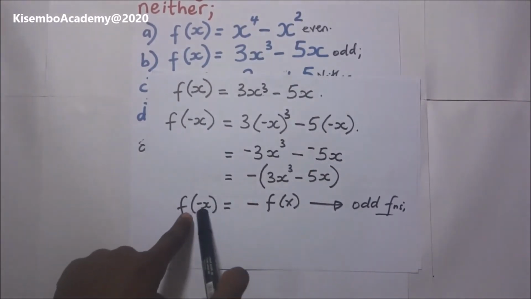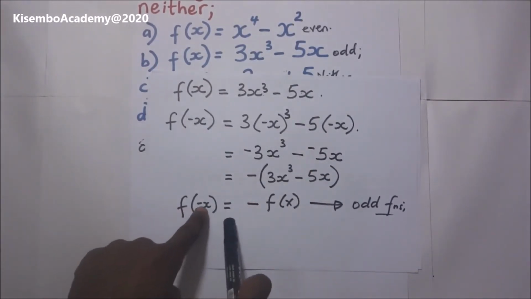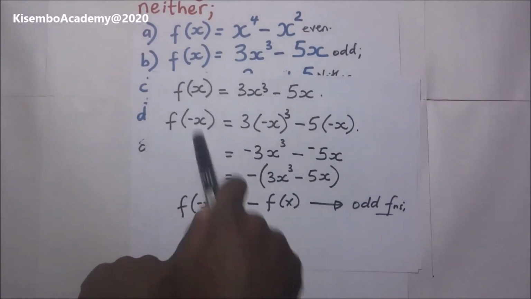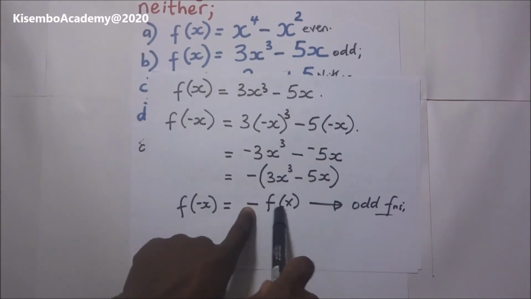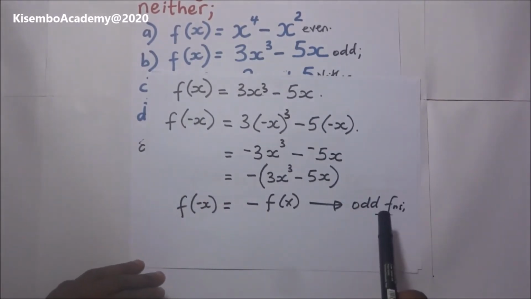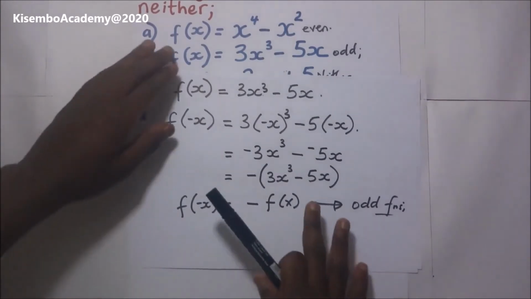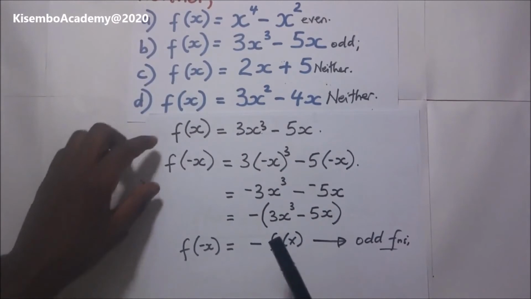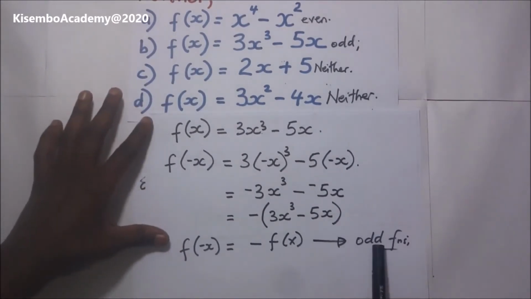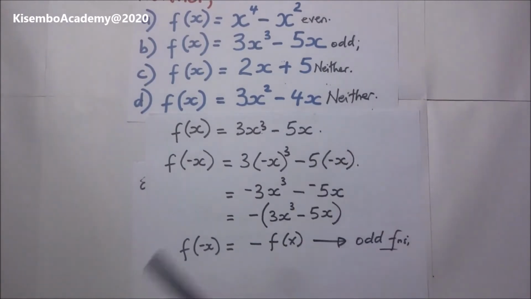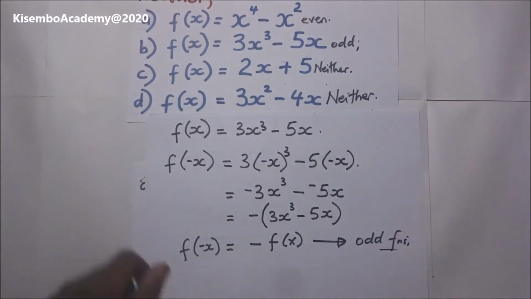It means that if I get a negative of the original function when I put in a negative, then that qualifies to be an odd function. Now if I work it out like in these last two numbers, and it so happens that neither of these two conditions of the odd function and the even function are met, then that function is neither odd nor even.